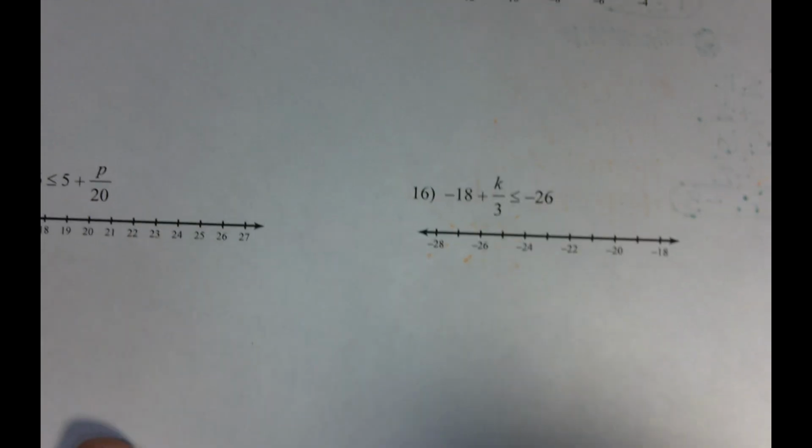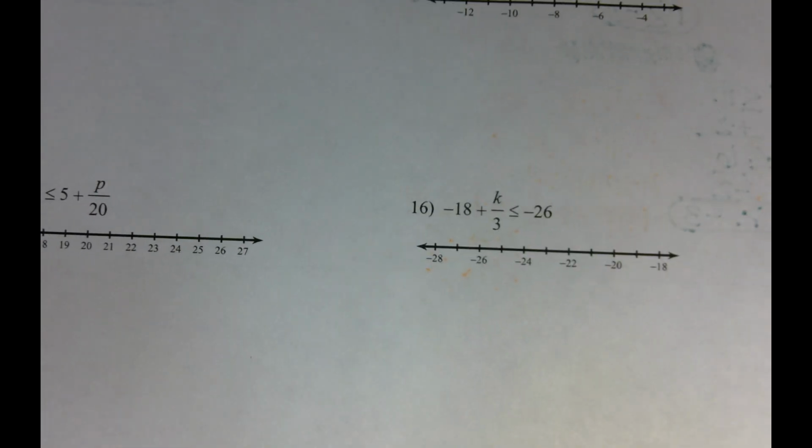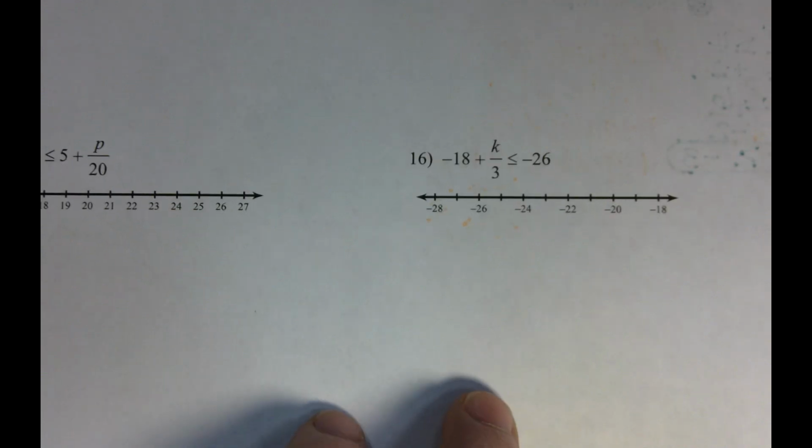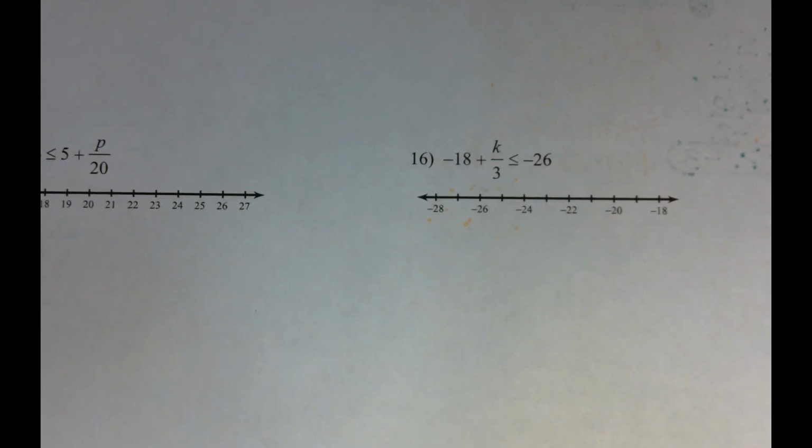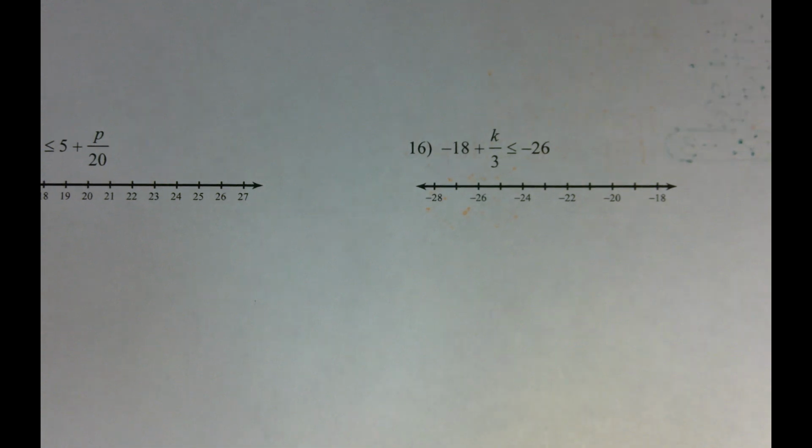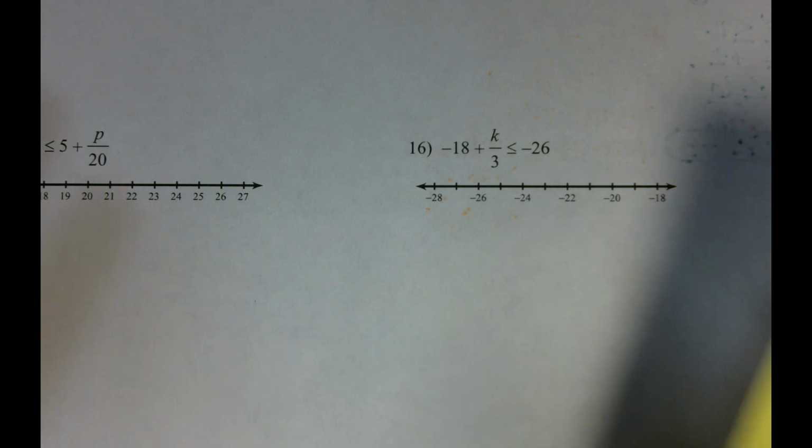Okay, number 16. We have a lot going on here. Negative 18 plus k divided by 3 is less than or equal to negative 26. So let's just remember the basics. When we're solving, what do we get rid of first? Addition and subtraction.